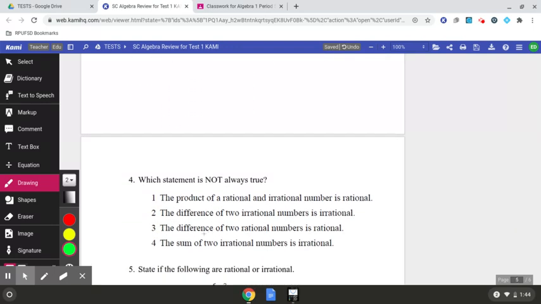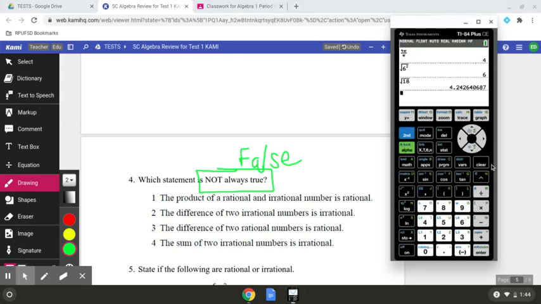Okay, number 4 says which statement is not always true. So you're just reading through these carefully and seeing which one is not true. Not true means false. So I'm looking for the answer that is going to be false. The first one, the product of a rational number and an irrational number is rational. So you could always try these with a calculator. Let's just pick 4. Product means multiply.